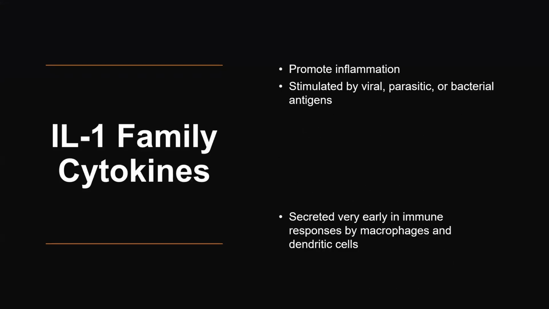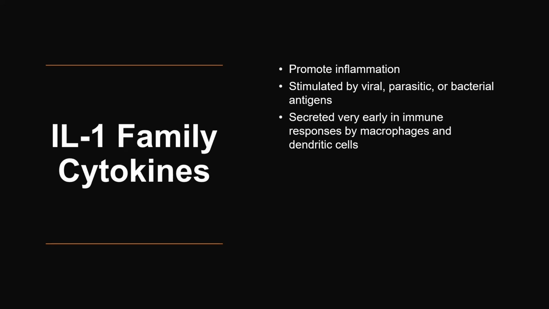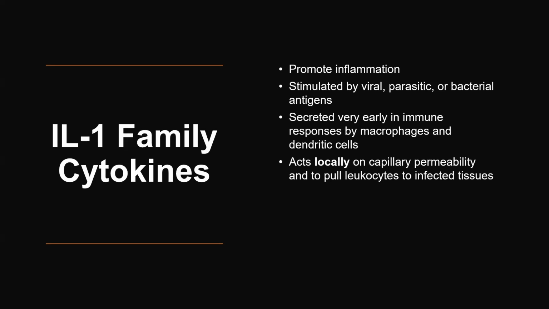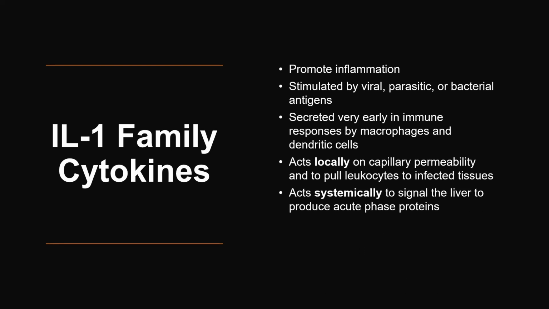And these are typically pro-inflammatory mediators. So these promote inflammation. They can be released in response to a virus, a bacteria, or a parasite. They're secreted typically early on, and they're secreted by macrophages and dendritic cells. They're going to act locally, so this would be paracrine action on capillary permeability to allow for the movement of leukocytes, white blood cells, to the tissues that are infected. They could also act systemically via endocrine action to signal the liver to produce acute phase proteins. And they can also help initiate our adaptive immune response.